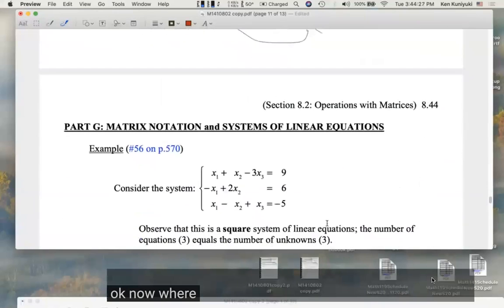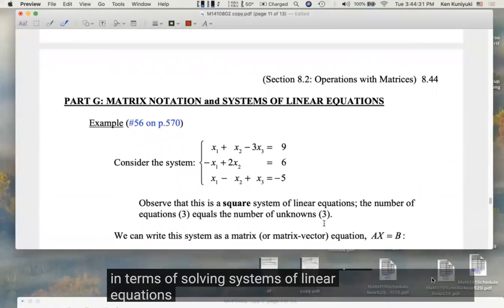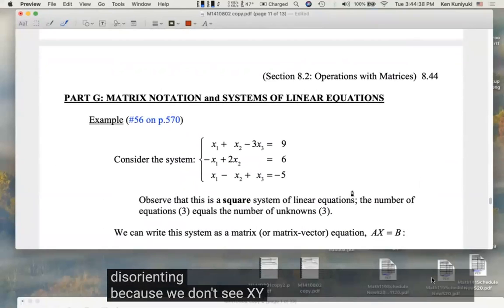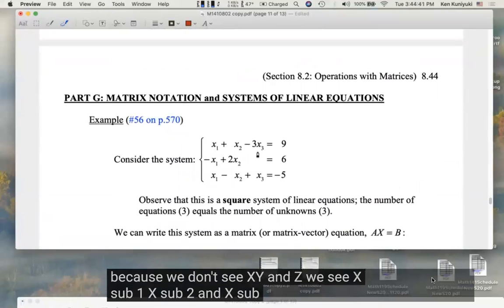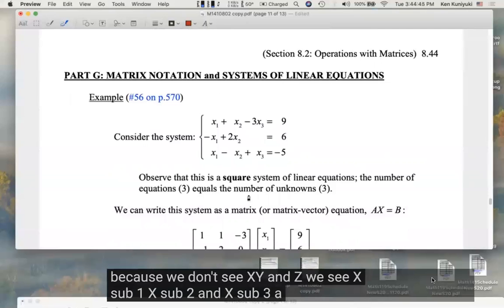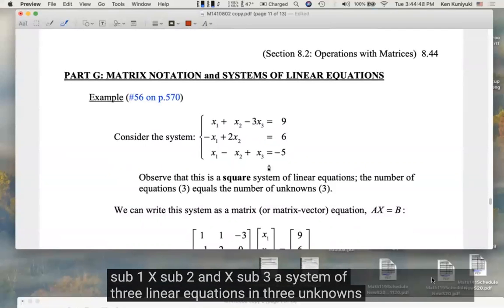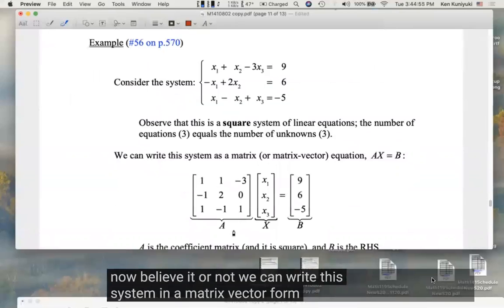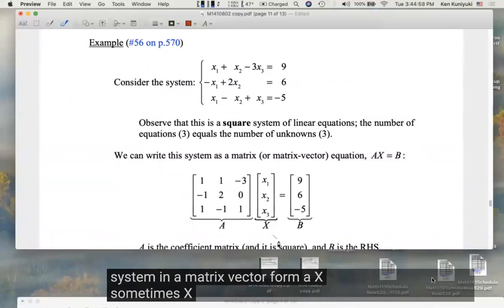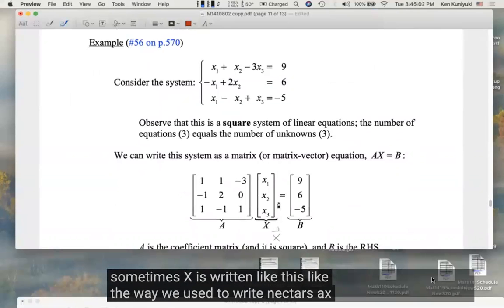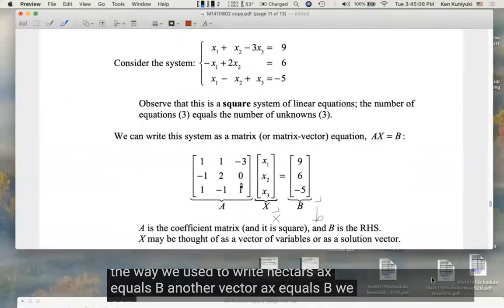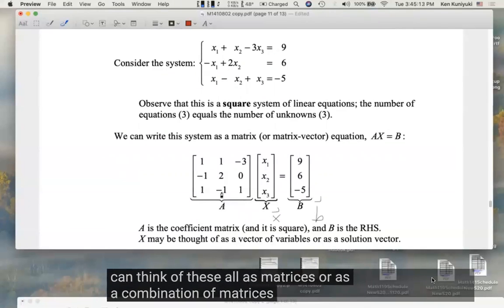Okay, now, where can matrix notation help us in terms of solving systems of linear equations? Let's say we want to solve this system. And I know it might be a bit disorienting because we don't see x, y, and z. We see x sub 1, x sub 2, and x sub 3. A system of 3 linear equations in 3 unknowns. Now, believe it or not, we can write this system in a matrix vector form. Ax, sometimes x is written like this, like the way we used to write vectors. Ax equals b, another vector. Or you can think of these all as matrices or as a combination of matrices and vectors. A times the vector x equals the vector b.